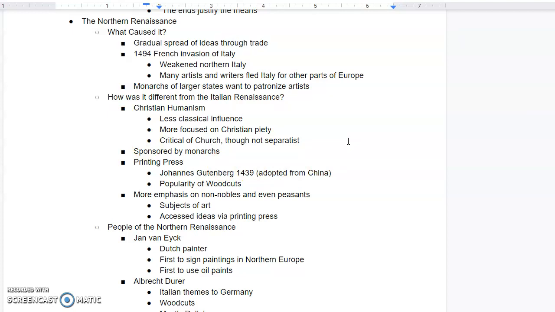How else was it different? Remember that the Italian Renaissance was heavily sponsored by these merchant families, where they were very rich, they were traders and businessmen, but they were not monarchs or kings. And so in the Northern Renaissance, more often they had a smaller merchant class, but they were sponsored and patronized by kings. The Northern Renaissance also kicks off with the development of the printing press.